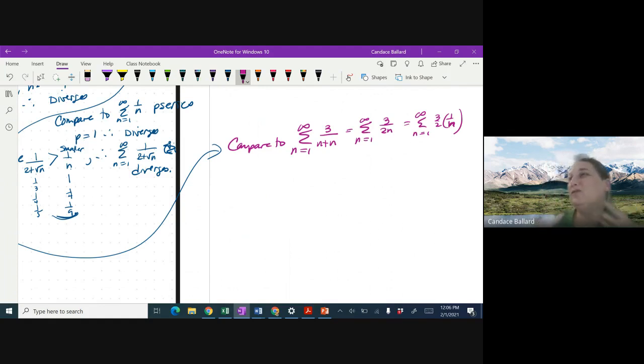So I know we might not have seen a series quite like that, but because I've got n to a power, which series do I have? Is it geometric or p series? All right, so that one's a p series. What's your p equal to?